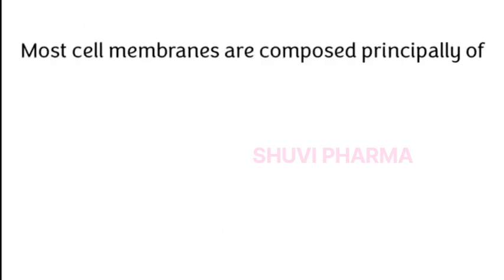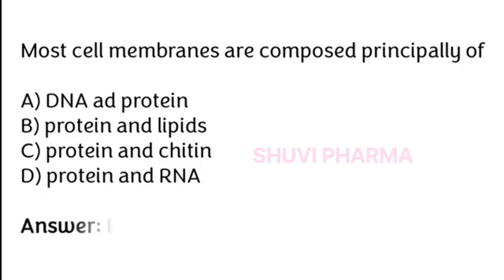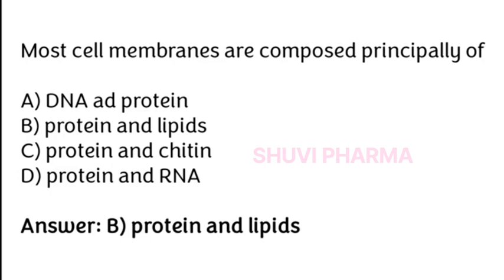Most cell membranes are composed principally of DNA and protein, protein and lipids, protein and chitin, protein and RNA. The correct answer is option B. Most cell membranes are composed principally of proteins and lipids.